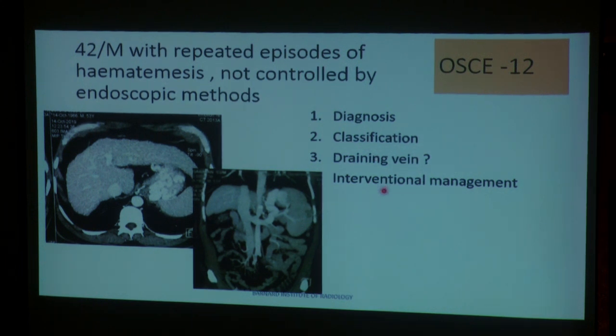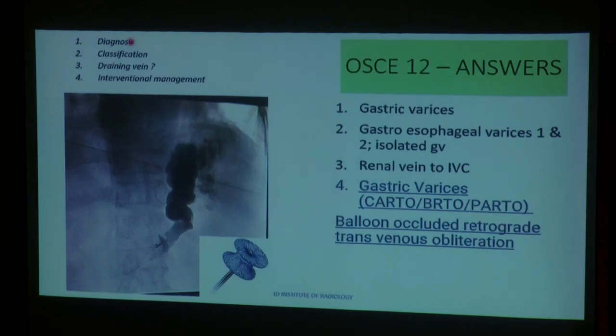So it is obvious, you can see this is the stomach where there are hyperenhancing tubular lesions in the gastric mucosa and in the gastric mural, and in the coronal section you can see the enhancing tubular lesions which are draining downwards. So what is the diagnosis? It is gastric varices.